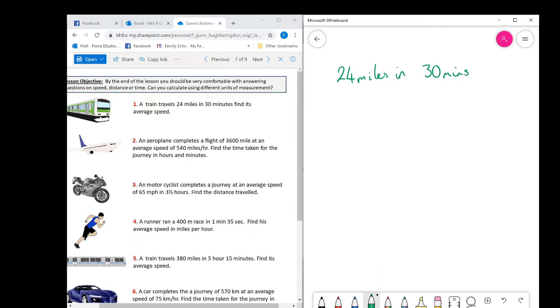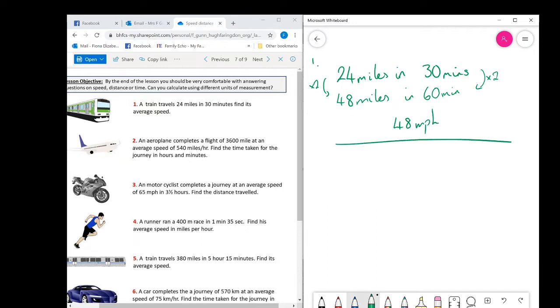So speed is always miles per hour, meters per second. So if I want miles per hour, I don't want 30 minutes, I want 60 minutes because that's an hour. So if we think about our ratio again, what do I do to 30 to turn it into 60? Times it by 2. What am I going to do to my miles? I'm going to go twice. So that is going to be 48 miles in 60 minutes. So he goes 48 miles per hour. And that's question 1. Okay.